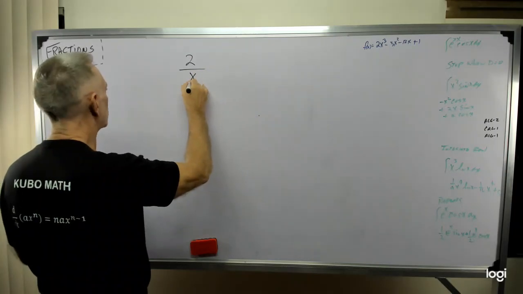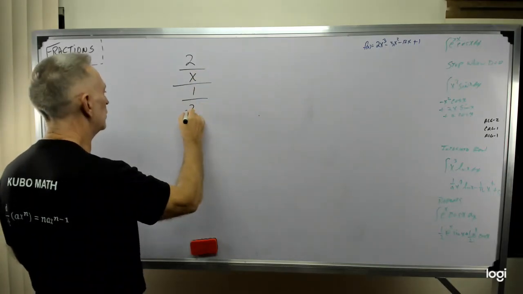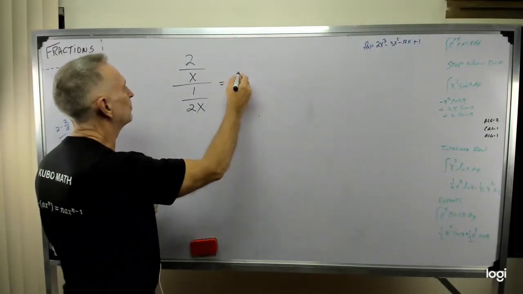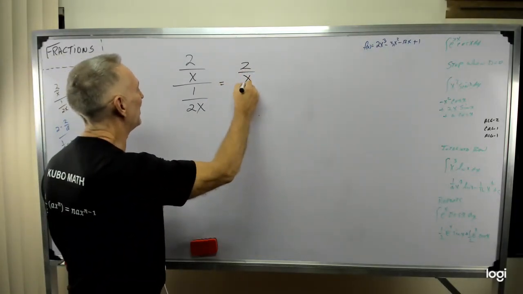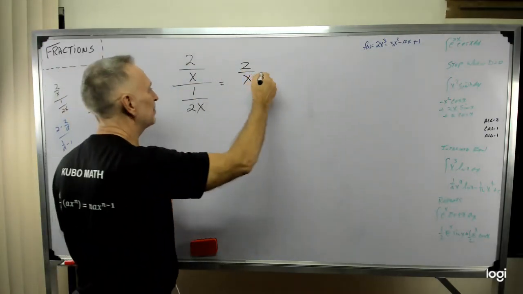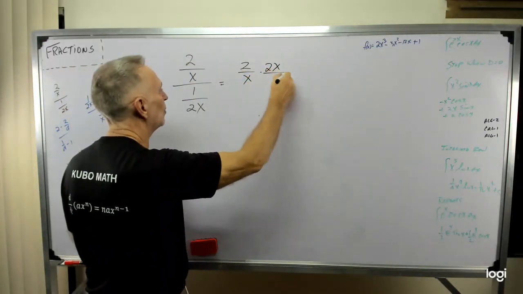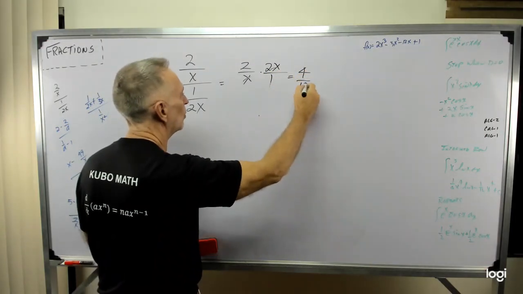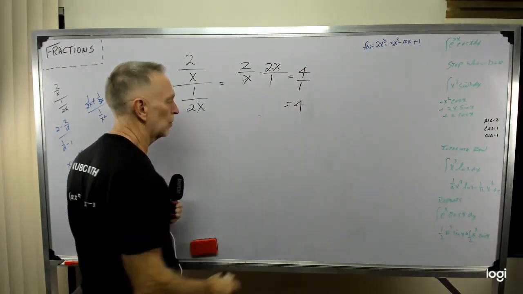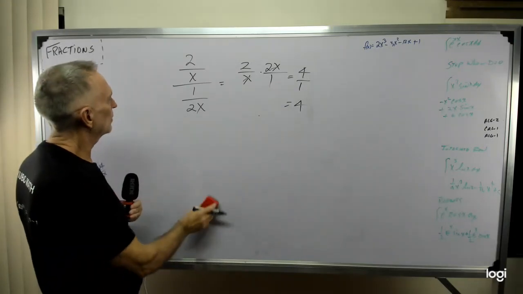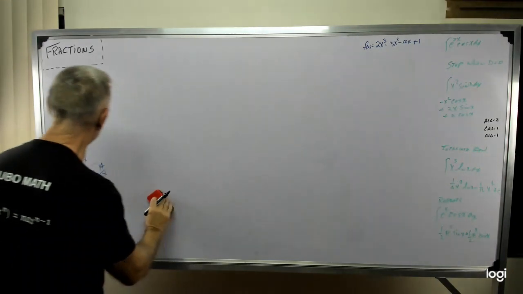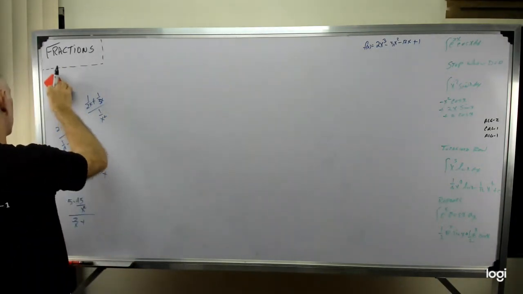Okay, let's take a simple one here. 2 over x divided by 1 over 2x. Well, that seems kind of weeny compared to what we've been doing. 2 over x. I'll flip up 2x over 1. The x's cancel. I end up with 4 over 1, which is just 4. Nothing crazy about that one. But we've got some crazy ones coming.